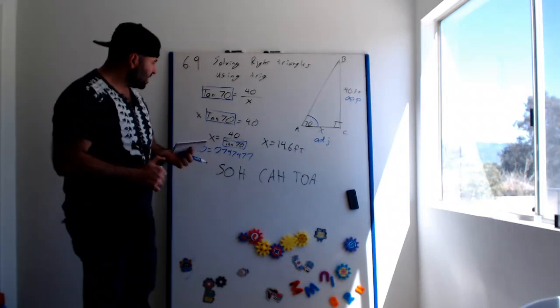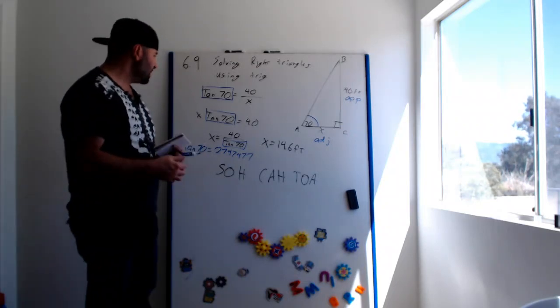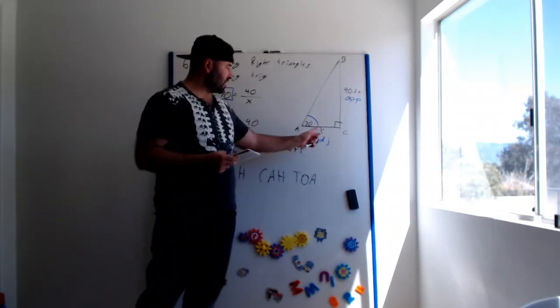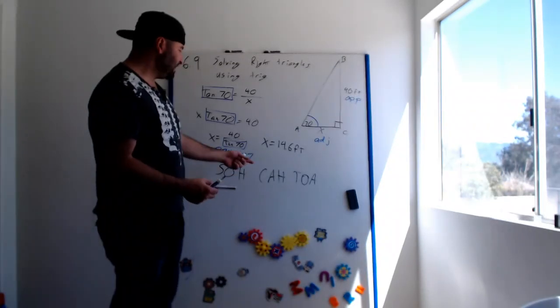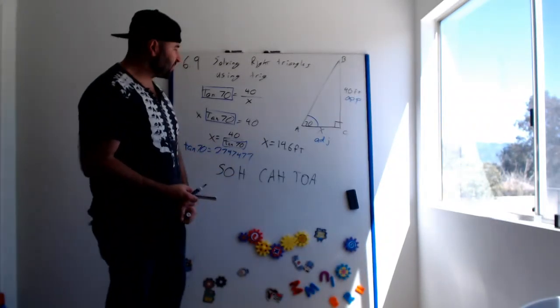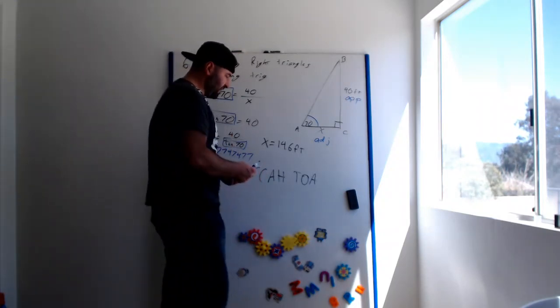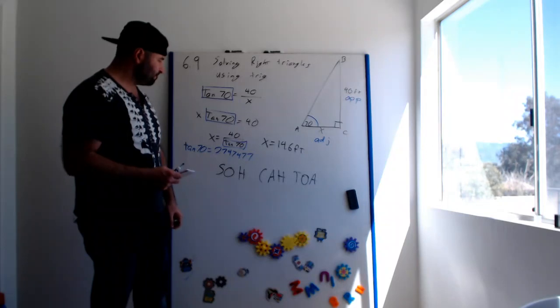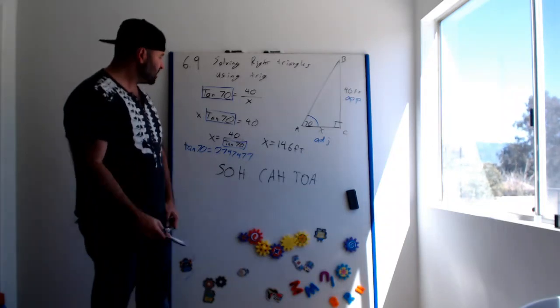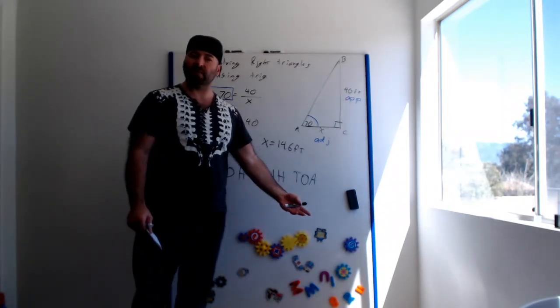Okay, and then I was asked to solve for AC, which is where my x is. I did, found out the length of this is 14.6 feet. So essentially here, we're done. And you would move on to the next one.